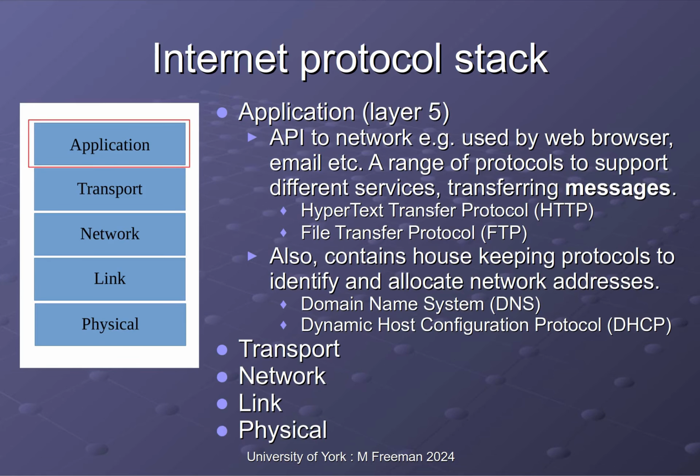So layer 5, your application layer, don't get confused. That's not where your applications live, so like your web browser or your mail client. At this layer, we're providing the API to the network. So something your web browser can connect to. So at this layer, our unit of data is called a message. So we'll be transferring messages, typically between clients and servers. So the first examples of that we'll be looking at are HTTP and FTP. So your hypertext transfer protocol and your file transfer protocol.